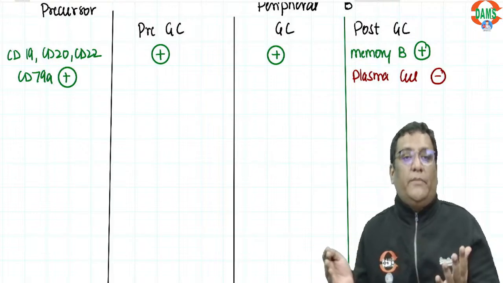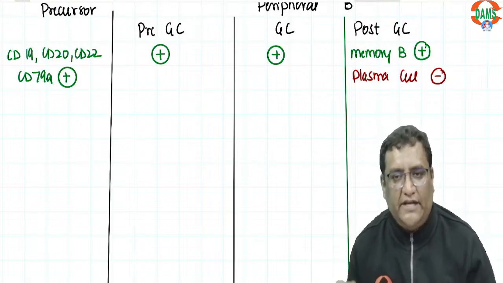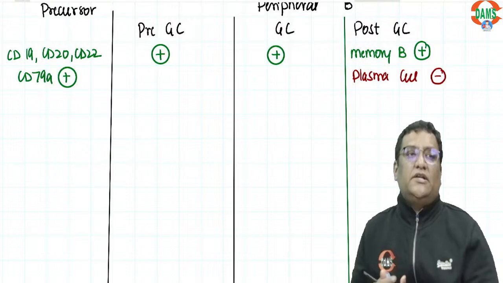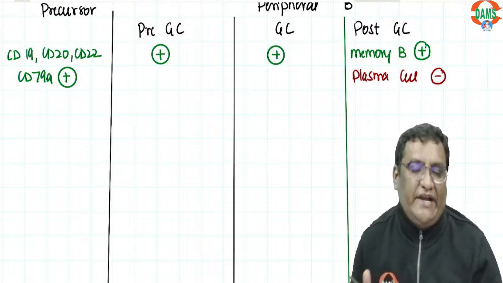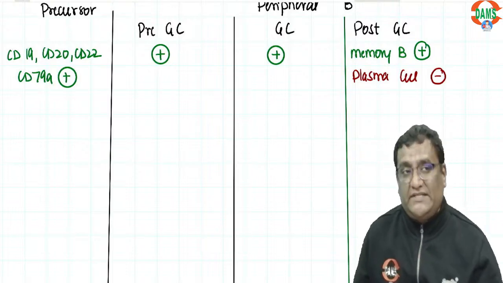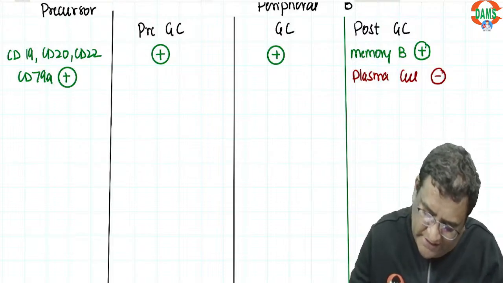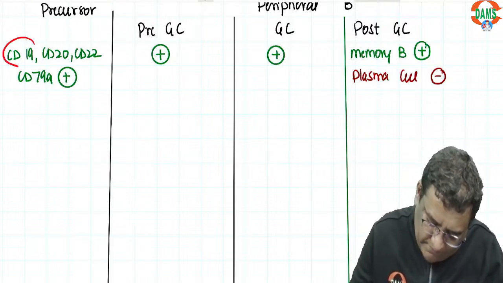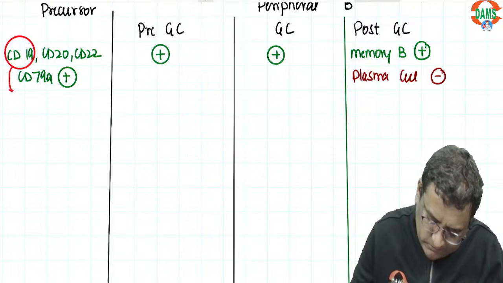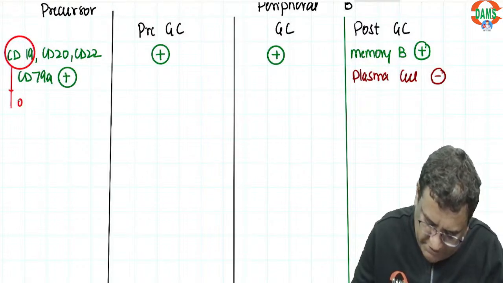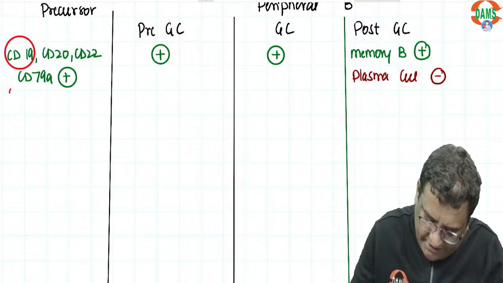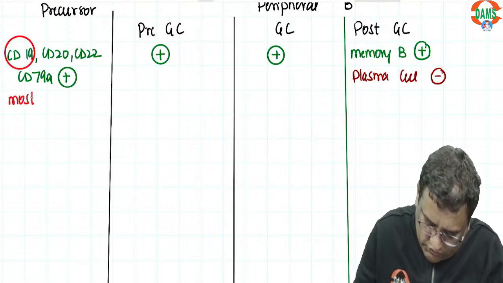So again, I can call them pan B cell markers: basically CD19, 20, 22 and 79A. Out of all these, CD19 is the most specific marker. Most specific marker is what? CD19.